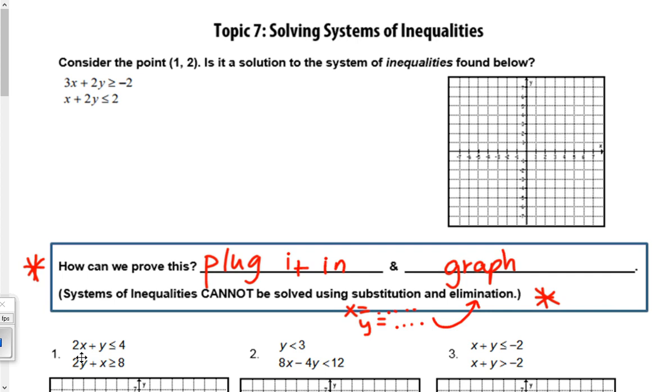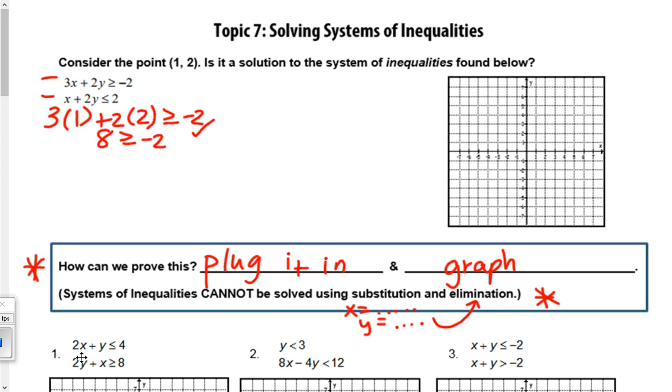So to go back to the top, if we wanted to actually answer this question, let's start by plugging it in. So I'm going to take this first inequality. 3 times 1 plus 2 times 2 is greater than or equal to negative 2. Well, that'd be 3 plus 4, so 7. It's greater than or equal to negative 2. Yep, looks pretty good. Thinking it's a solution so far.